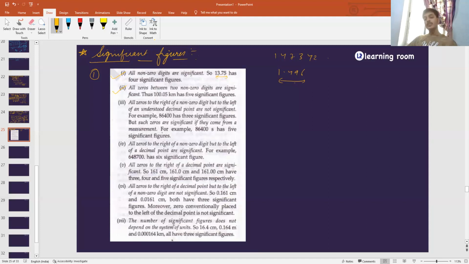So all the zeros between two non-zero digits are significant. It has given the example. If we are writing 100.05 kilometer, so that has got how many significant figures? You have to count all of them, because zeros in between numbers are significant. Understood?